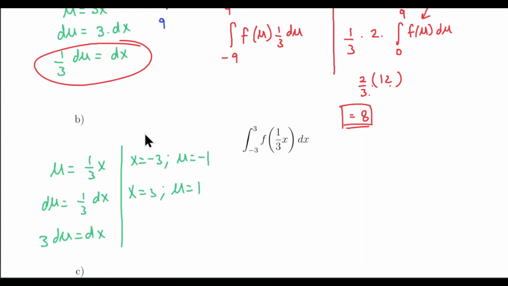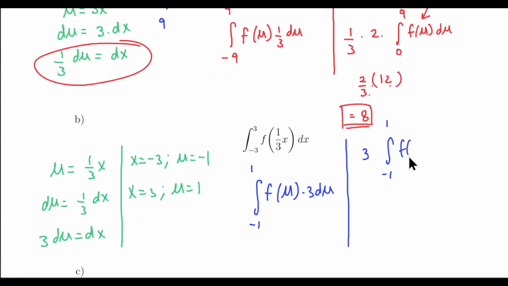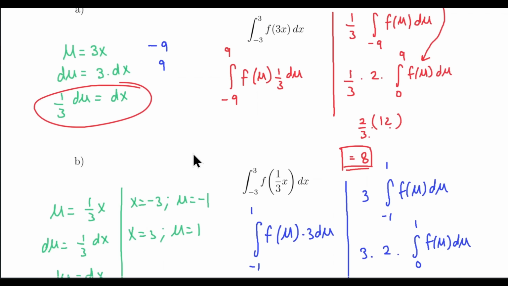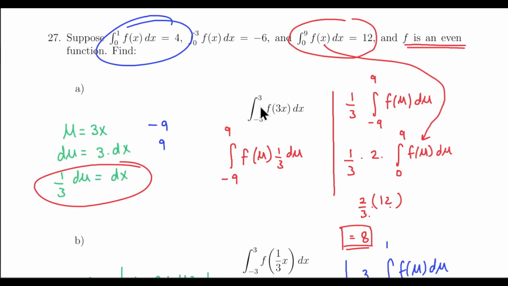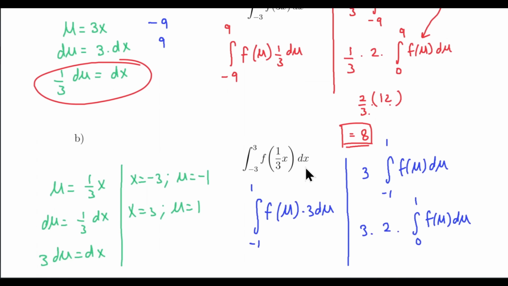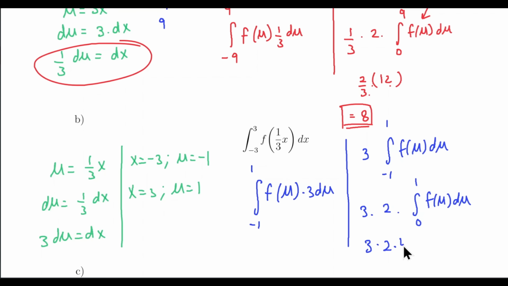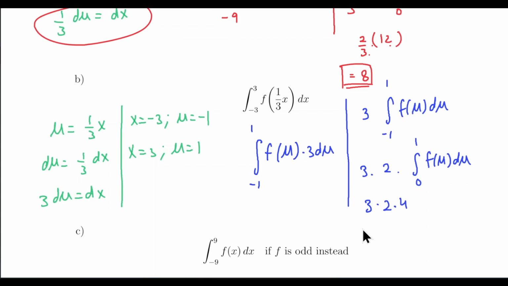So this is going to look like negative 1 to 1 of f of u, and dx will become 3 du. So this will look like 3 times integration from negative 1 to 1 of f(u) du. And once again, f is an even function, so this can be written as 2 times integration from 0 to 1 of f(u) du. Unfortunately, I have 0 to 1 integration of f(x), which is just 4 over here. So I'm just going to replace that thing by 4. So the answer is 3 times 2 times 4, which is 24, right? This is 24, so that should be our final answer.